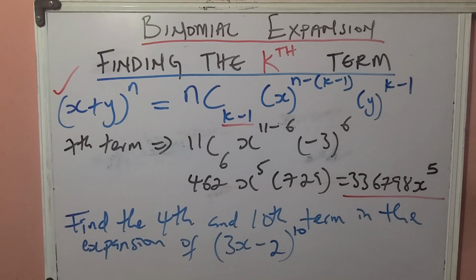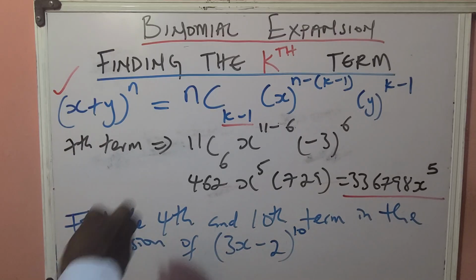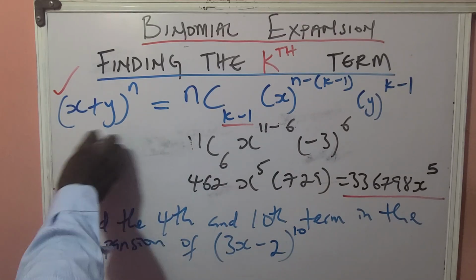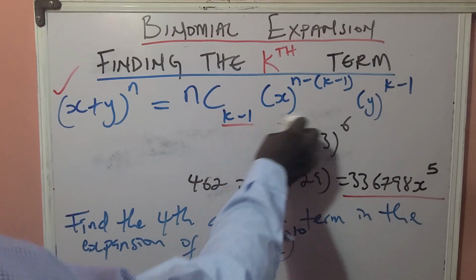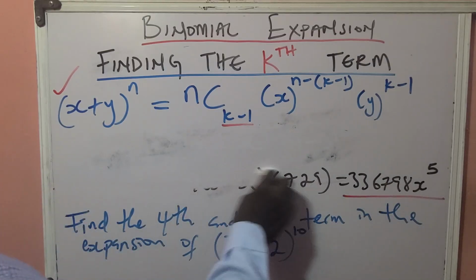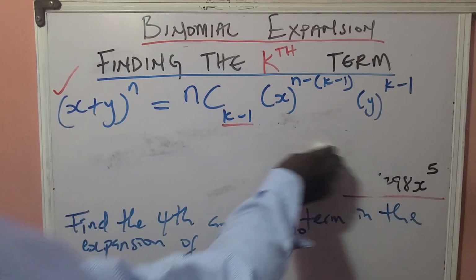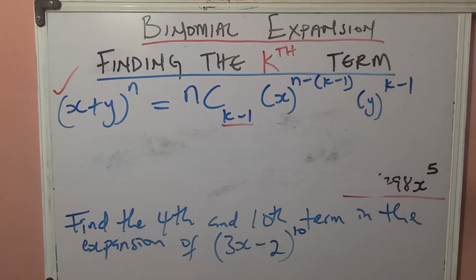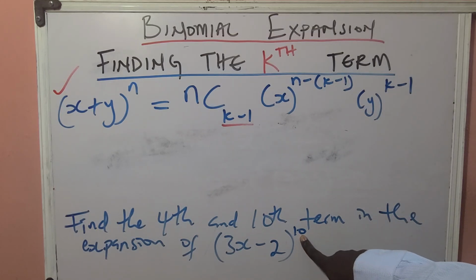All right, look at this question we have. We're told to find the fourth and 10th term in the expansion of 3x minus 2 raised to the power 10. Now, a very tedious way for someone not knowledgeable about this particular solution would be to expand the whole term. That means you go on to find all the 11 terms. Don't forget, for a binomial expansion, the number of terms will be n plus 1. So in this case, when you have raised to the power 10, you'll be having 11 terms.